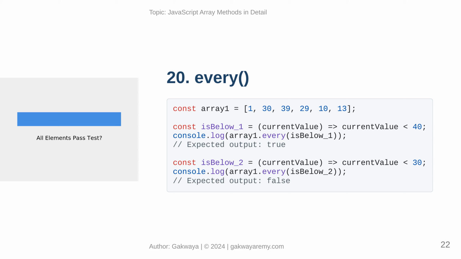every tests whether all elements in the array pass the test implemented by the provided function. It returns true only if every single element passes the test. This is like a universal check, one failure means the entire test fails. Perfect for validation when you need all items to meet certain criteria.